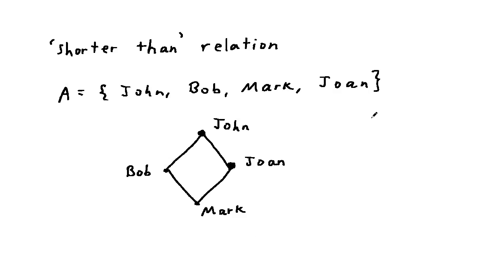If you recall our shorter than relation on the set A consisting of John, Bob, Mark, and Joanne, we had the Hasse diagram like this. In this case, the greatest element is John, and the least element is Mark. And you can see this here because John is greater than or equal to every other element, and Mark is less than or equal to every other element.